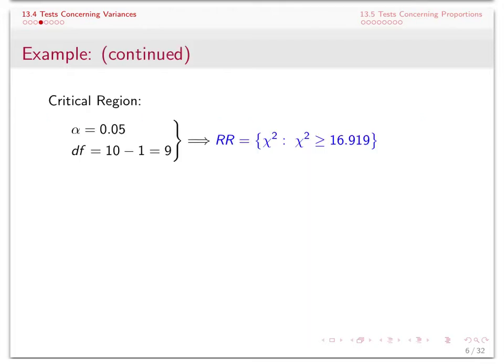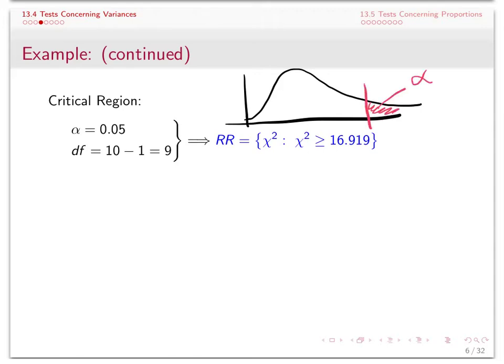So the critical region then, remember, is going to be constructed by taking a chi-square distribution and chopping off an area in the right tail equal to alpha. So we're looking for the chi-square score that has an area in the right tail of alpha equal to 0.05 with 9 degrees of freedom. If we look that up on a chi-square table, we'll see that the chi-square score for an area of 0.05 with 9 degrees of freedom is 16.919.